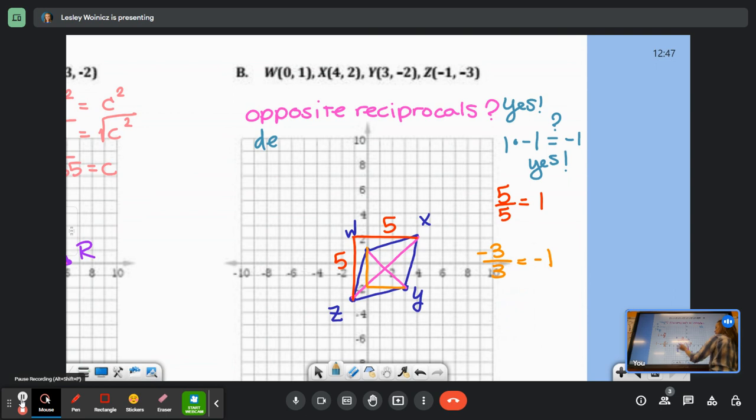So what kind of figure is this? The diagonals are perpendicular. This is a rhombus.